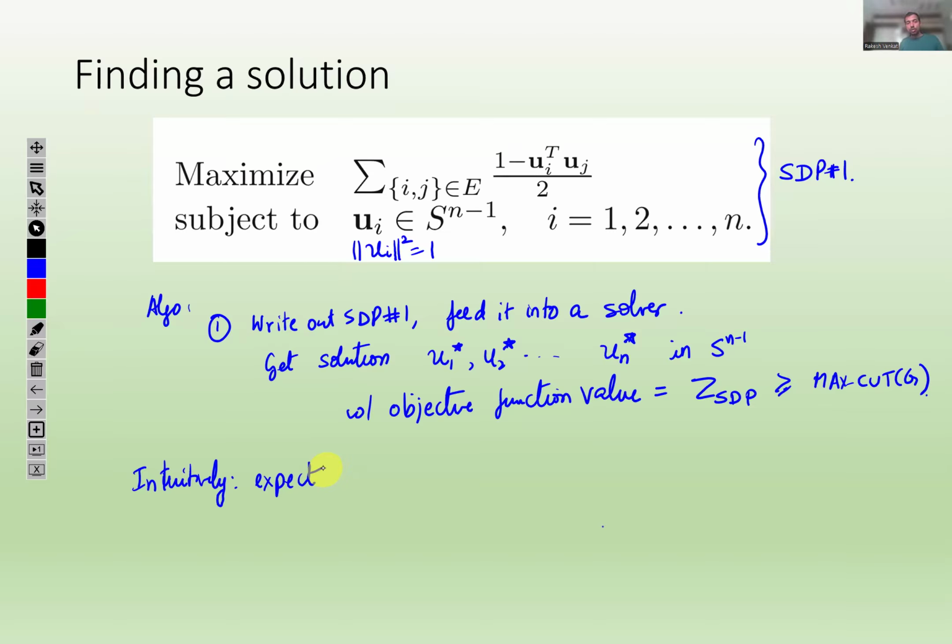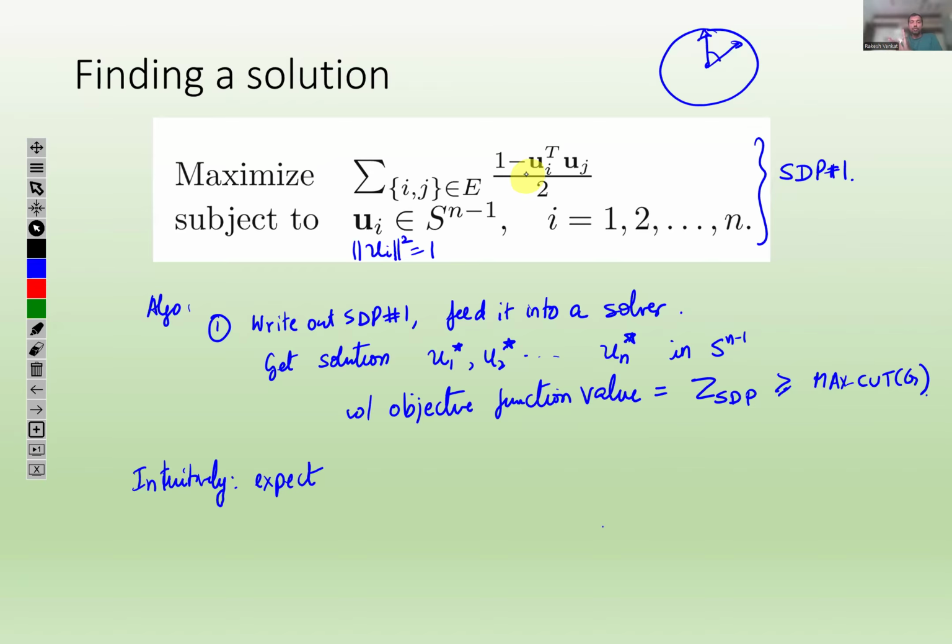So notice what this SDP is trying to do, right? Ui transpose Uj. So if all of these are on the unit sphere, right? Ui transpose Uj is basically, because these are unit vectors, the cosine of the angle between Ui and Uj, right? So it's trying to maximize 1 minus cosine of the angle. Okay, and cosine is decreasing. So what it's trying to do is for every edge, it's trying to push the vectors on the sphere as far apart as possible. Okay. And it's trying to do this as best as possible.